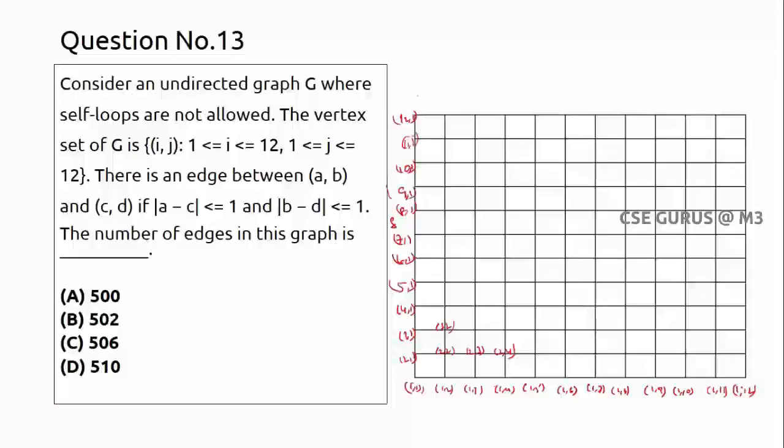Moving on to question number 13. This is a question with respect to a graph. It is given an undirected graph where self loops are not allowed. Okay, the vertex set of G. Here a constraint is given for when you have to get an edge.